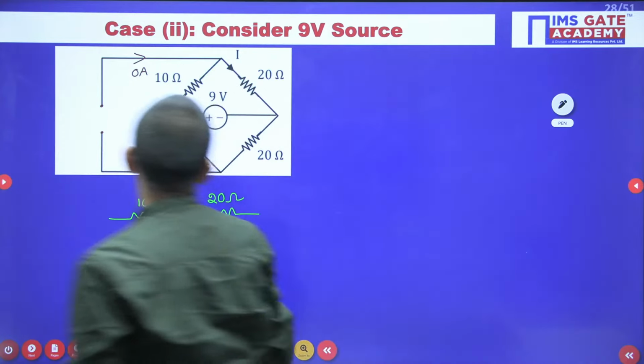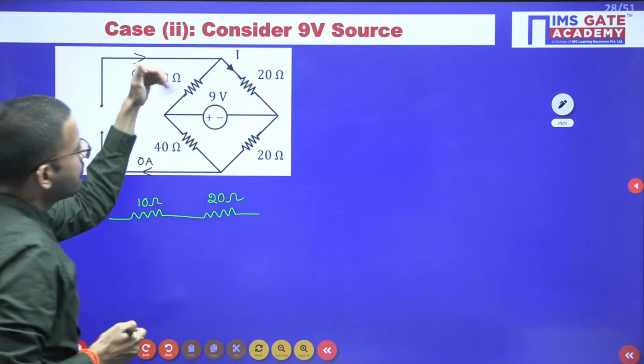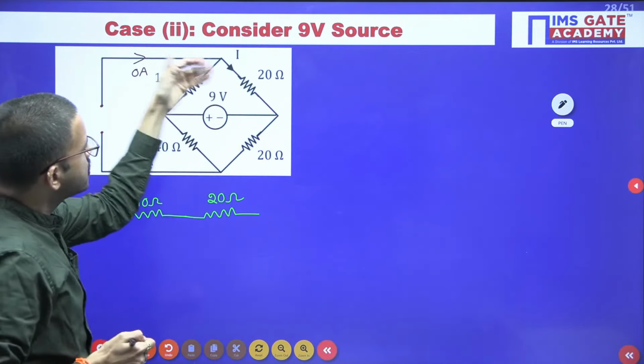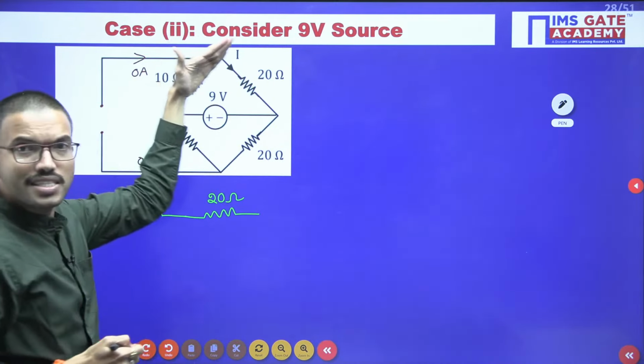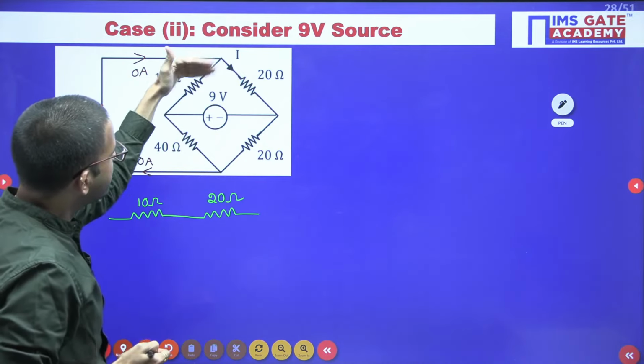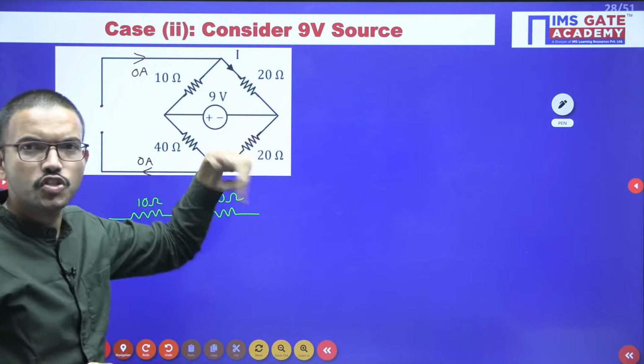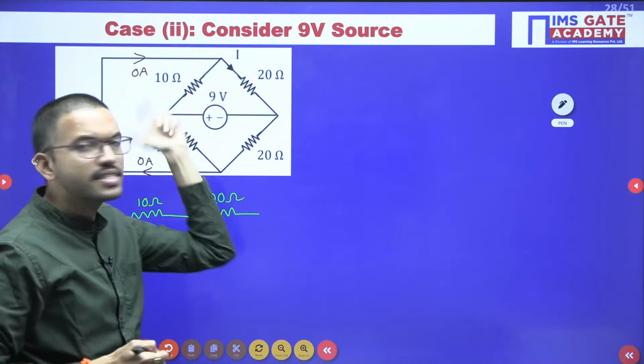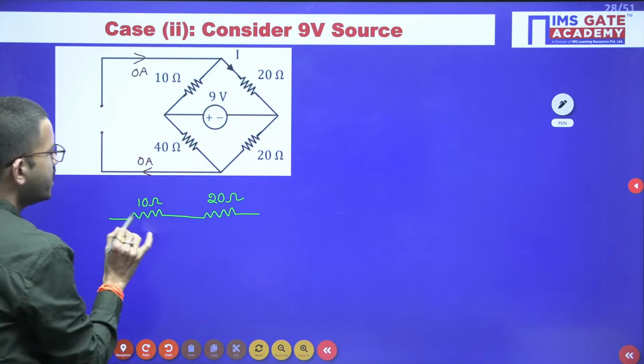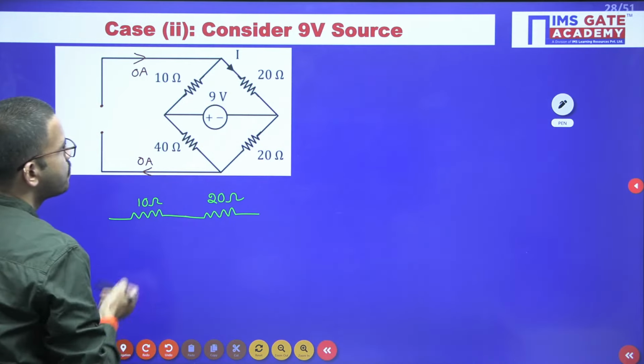Or otherwise, say for example here 0 ampere current is entering. So in these 2 branches, if you apply KCL, whatever current enters in this branch, the same current should leave. So even if you apply KCL, you will come to know that they are connected in series. Like so, here 10 ohm and 20 ohm are connected in series.